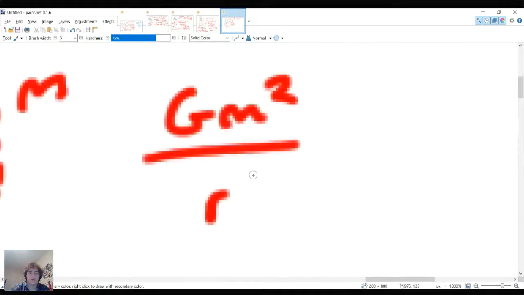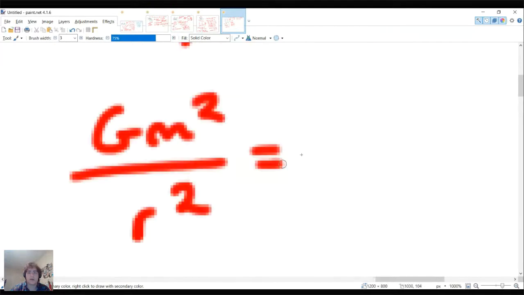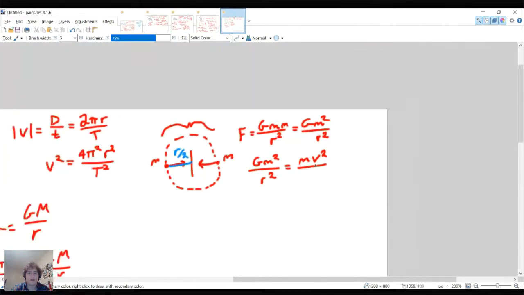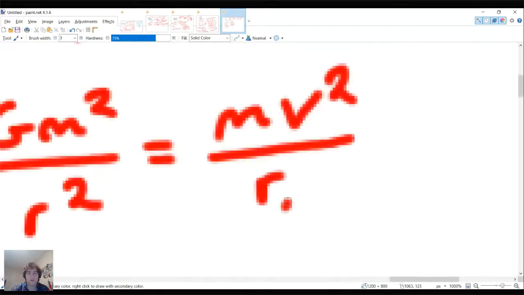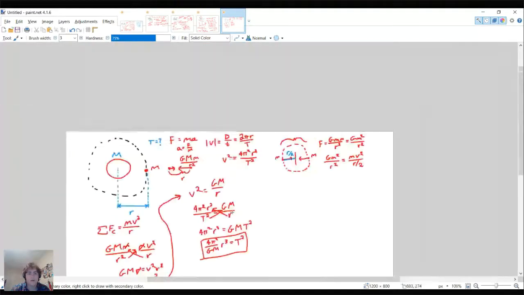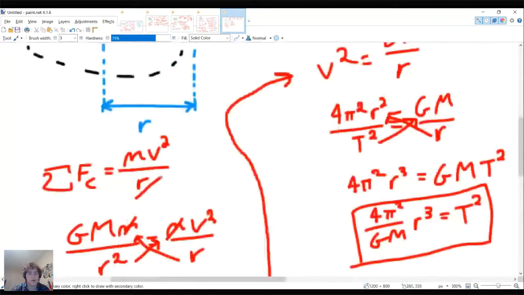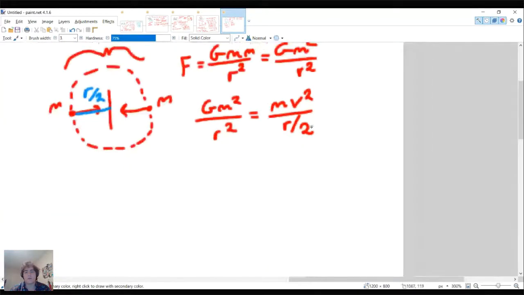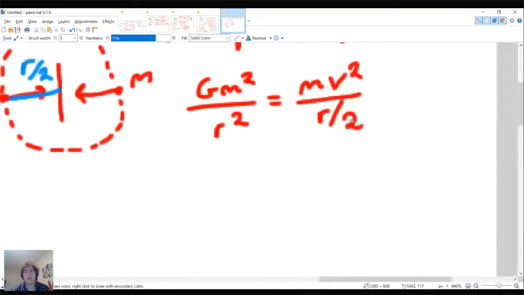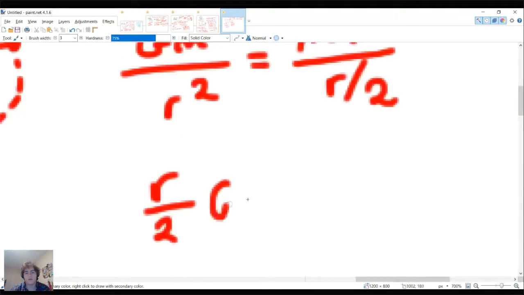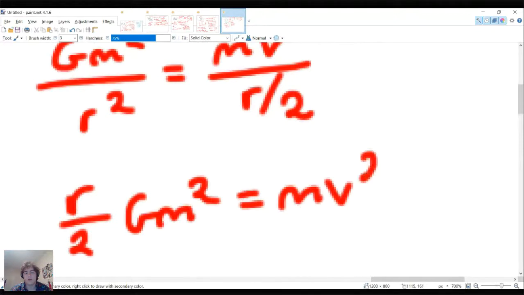This is the centripetal force, which is equal to MV squared. However, it's not over R, it's over R over 2. Because in FC equals MV squared over R, this R right here is the radius of curvature, which is different than the total distance between them. So now we can cross multiply: R over 2 GM squared is equal to MV squared.